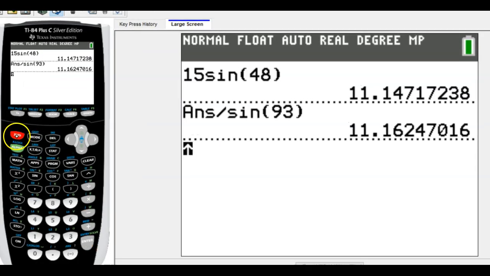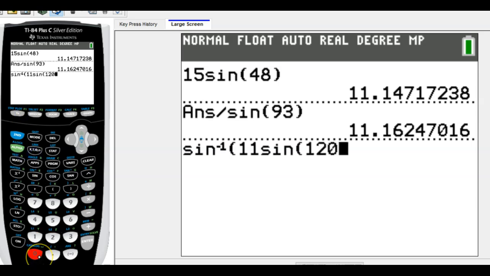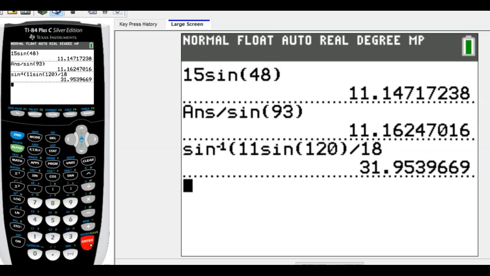So second sine (11) times the sine of 120 close parentheses divided by 18 equals 31.95.